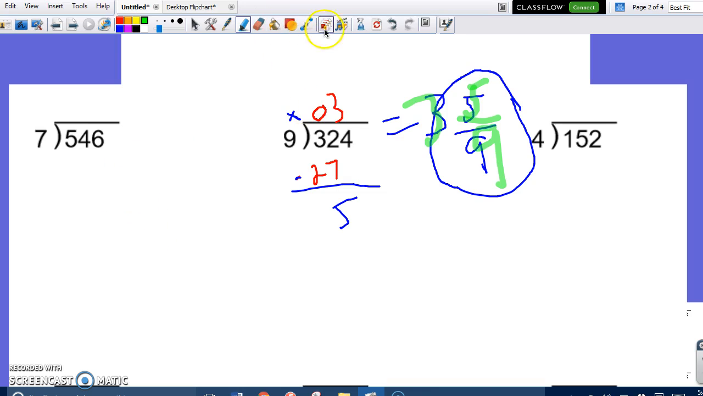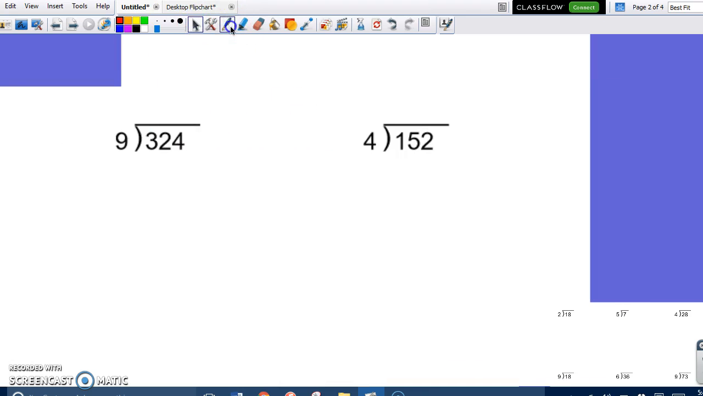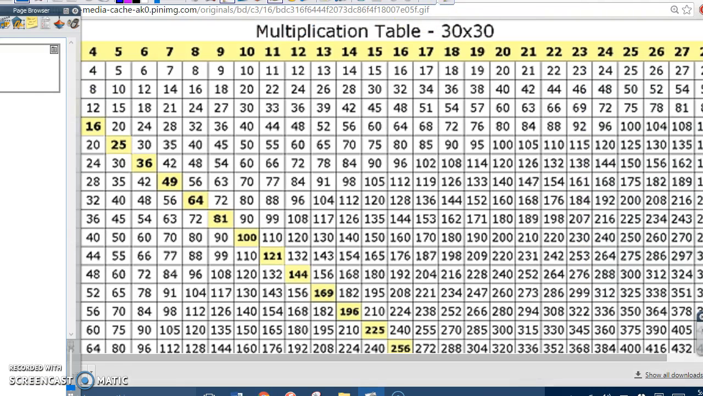All right, I'm going to go ahead and do the next one. Feel free to pause, take notes, practice this one on your own. Hit pause, practice on your own, and then check with me to see if you got the correct answer. Okay, here we go. All right, 4, not going to go into 1. 0 to hold that place. 4 will go into 15. How many times? Not sure? Check your multiplication chart.